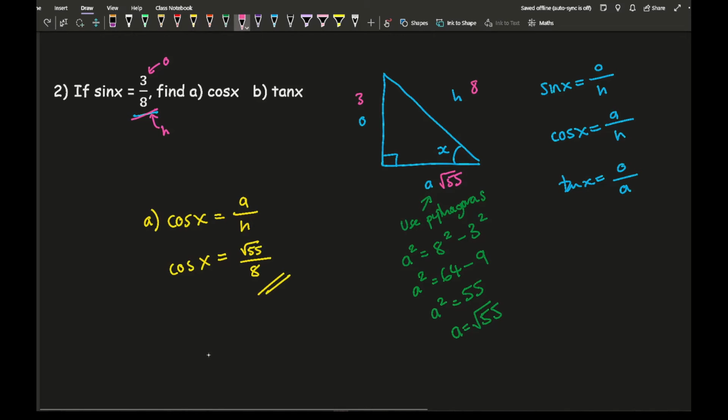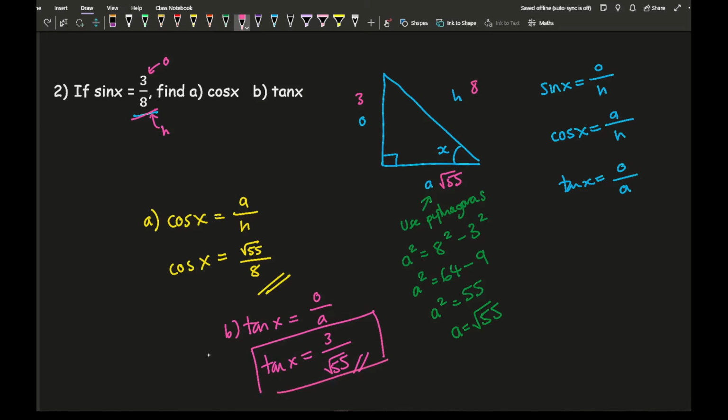For B, in terms of tan x, I know that tan x is opposite over adjacent, and looking at the diagram, tan x is going to equal 3 over square root of 55, and there is my final answer. And again, I don't need to simplify any of that. If I can, great. Sometimes it might be a show that question, and you may have to rationalize the denominator, but again, it's all based on the question that's been given in the exam, and obviously goes into another topic.